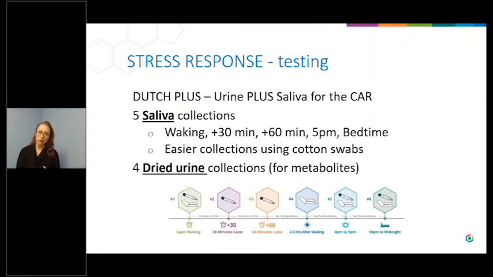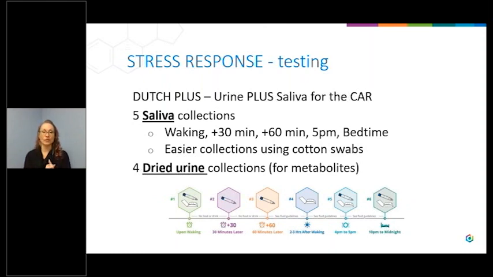You can also do Dutch Plus. This is urine testing plus saliva for the cortisol awakening response. So this is all the urine testing plus the added part of salivary testing. So the saliva tubes have a little saliva, which looks like almost like a little cigarette filter that you can just pop in your mouth, leave it in for about 30 seconds. It absorbs the saliva and hormones, pop it back out.